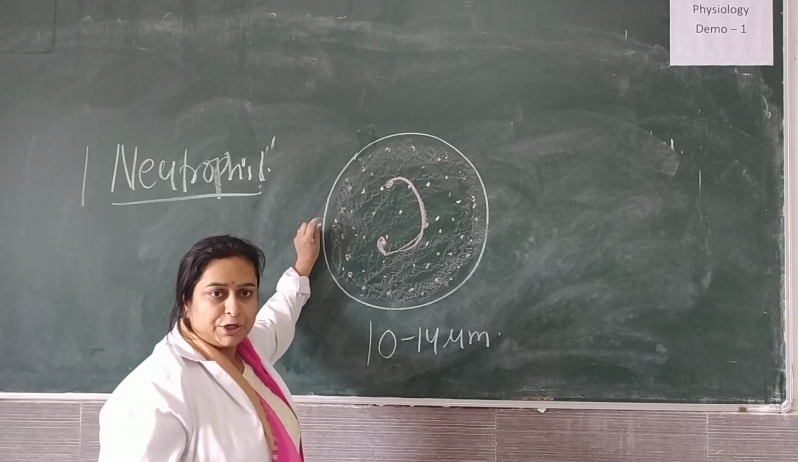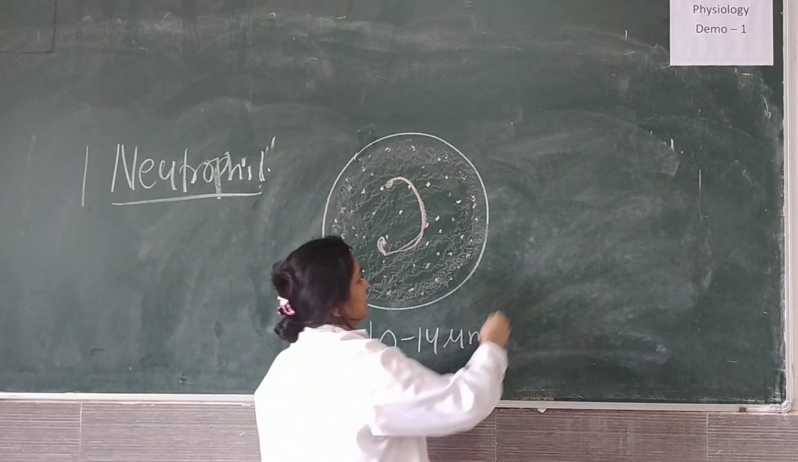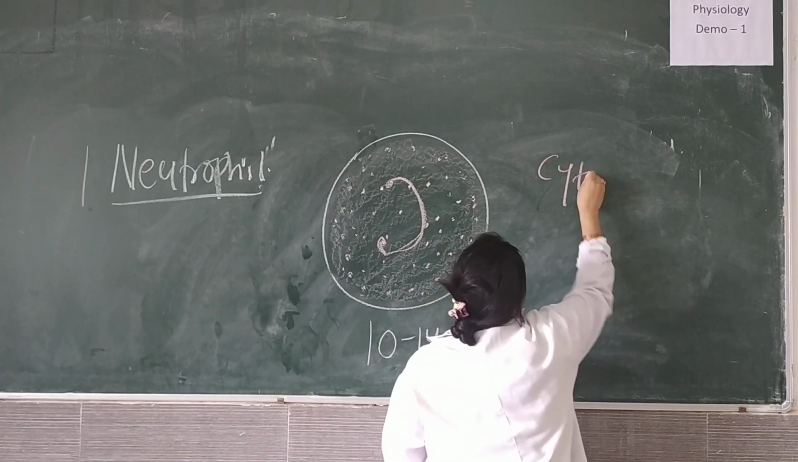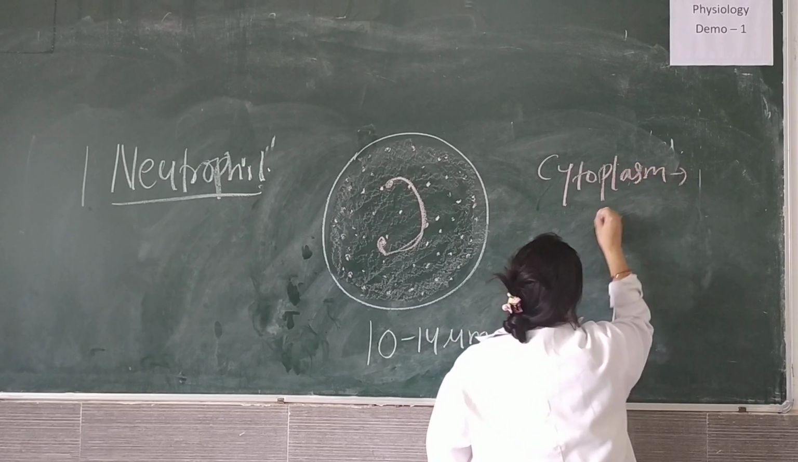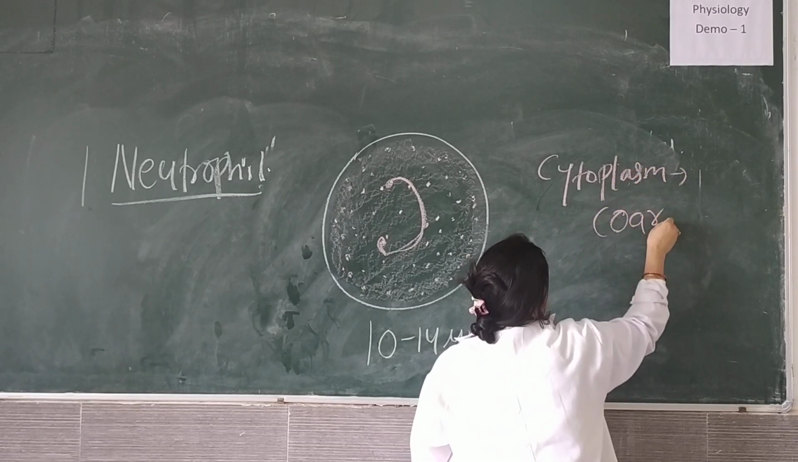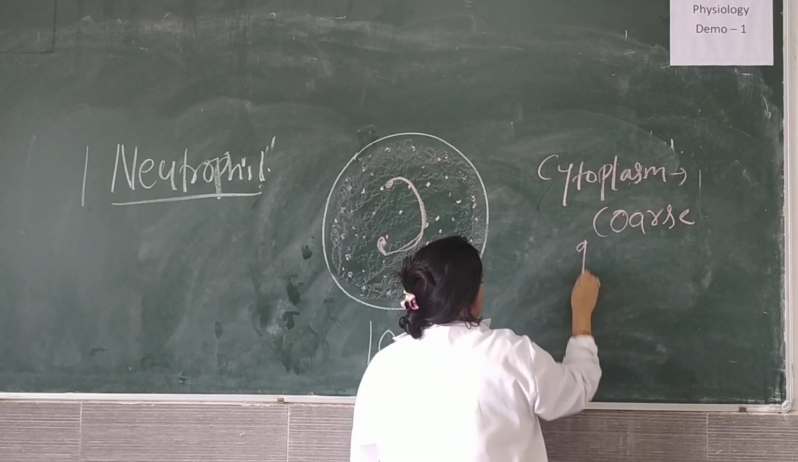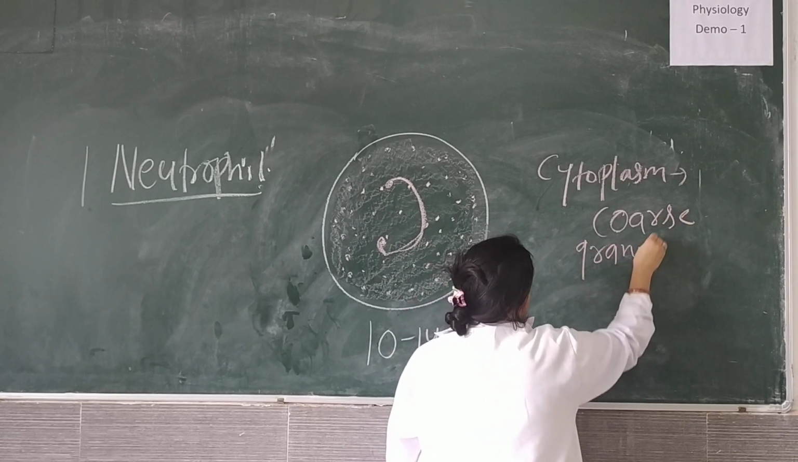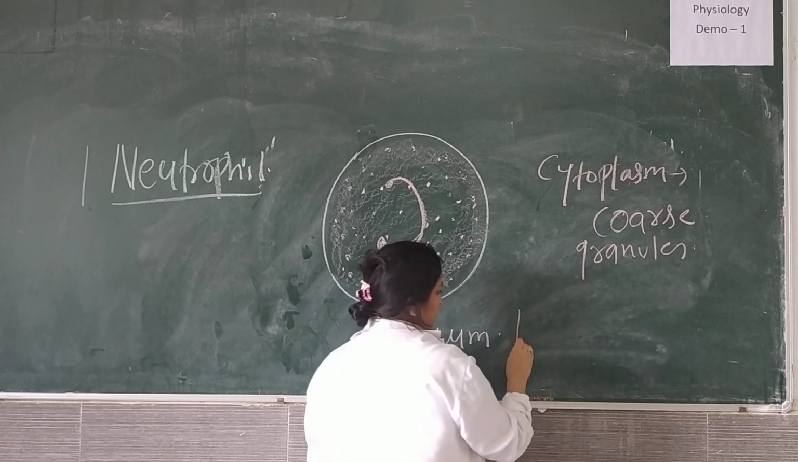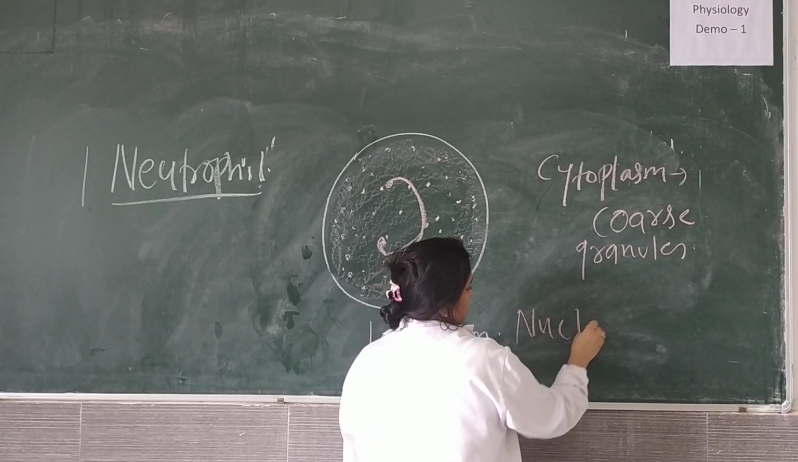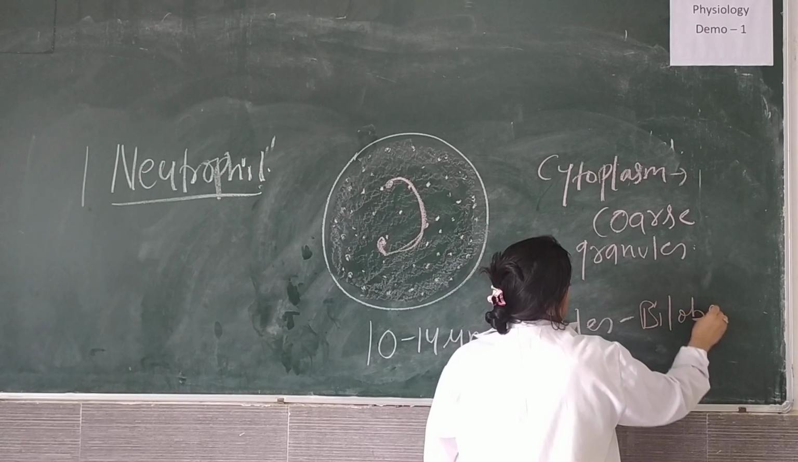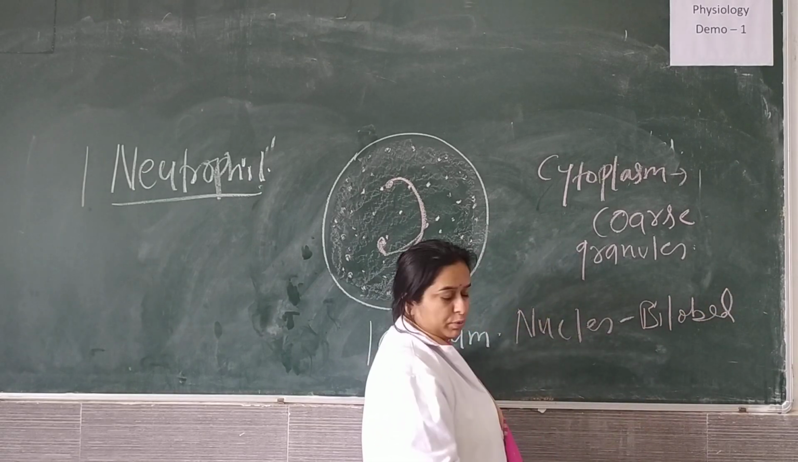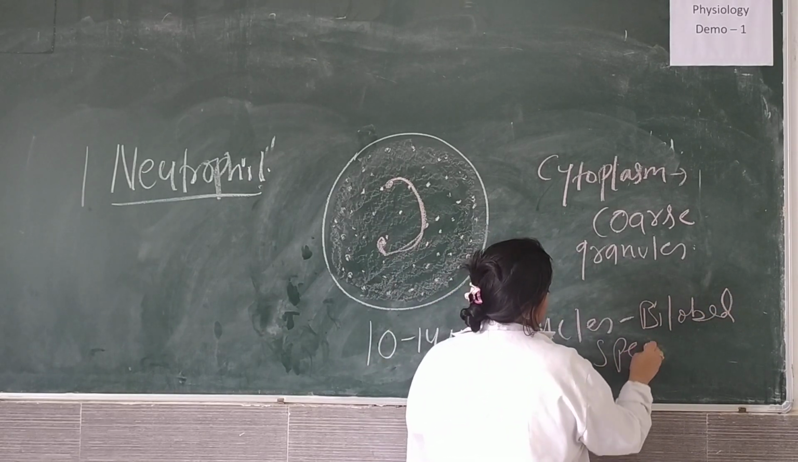So the cytoplasm is slightly pinkish and it contains coarse granules. The nucleus is bilobed or spectacle shaped.